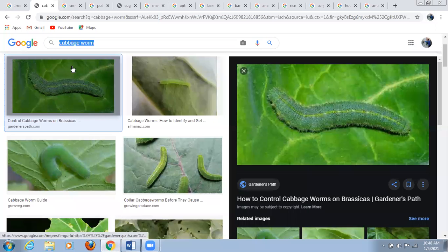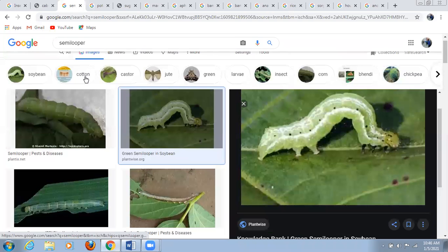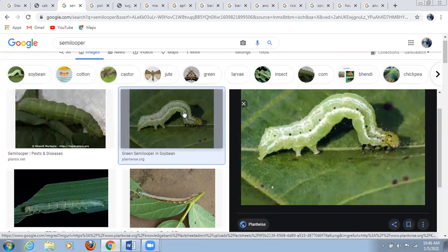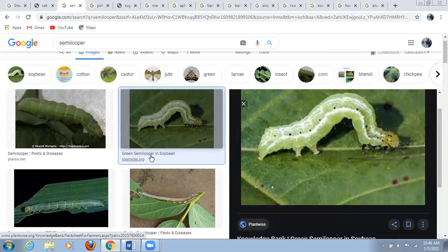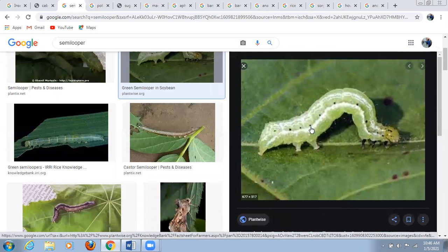On your screen we have seen this is the cabbage worm. You can see there is a stem borer also. This one is the semi-looper. They form a loop-like structure, a half loop, that's why it is called a semi-looper. So this is the green semi-looper in the soybean plant, and they are going to destroy soybean crops.